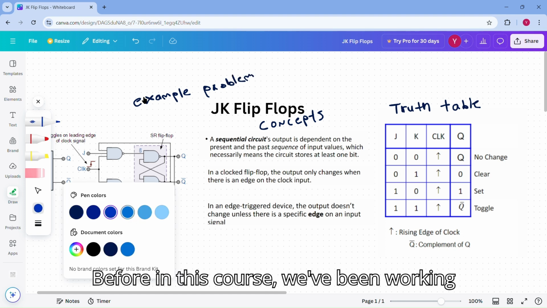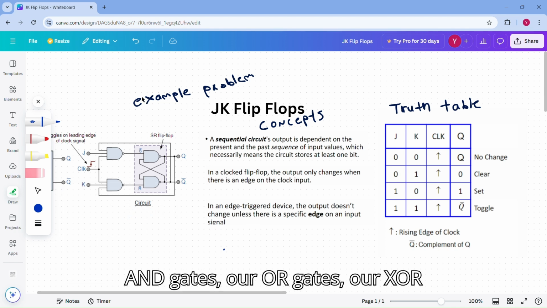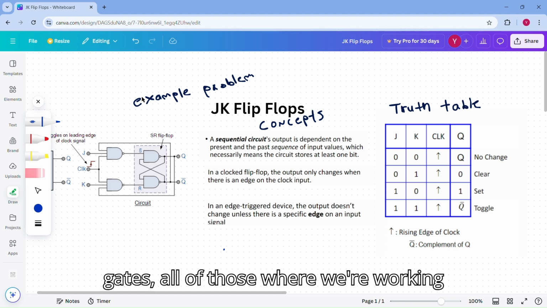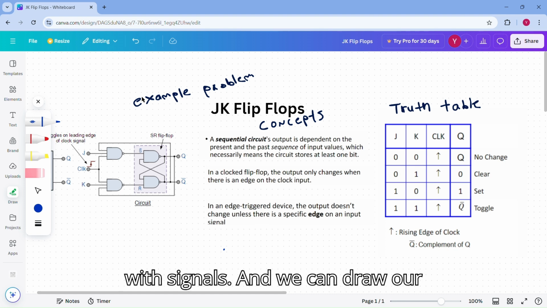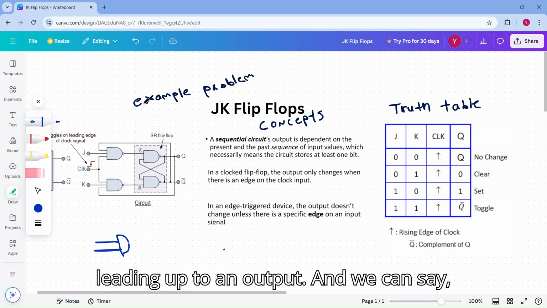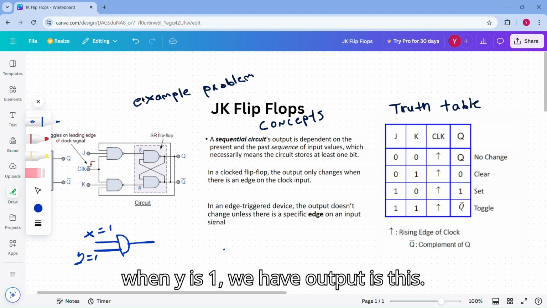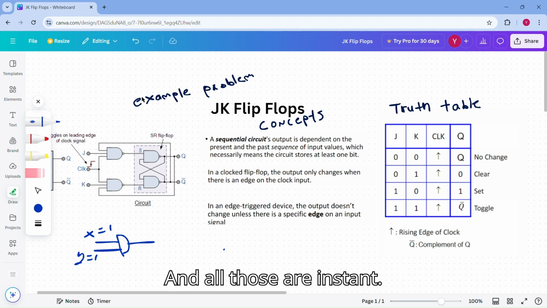Before in this course, we've been working with combinational circuits. That's our AND gates, our OR gates, our XOR gates, all of those where we're working with signals. And we can draw our gates, and we have these digital signals leading up to an output, and we can say, okay, when X is 1 or when Y is 1, we have this output. And all those are instant.